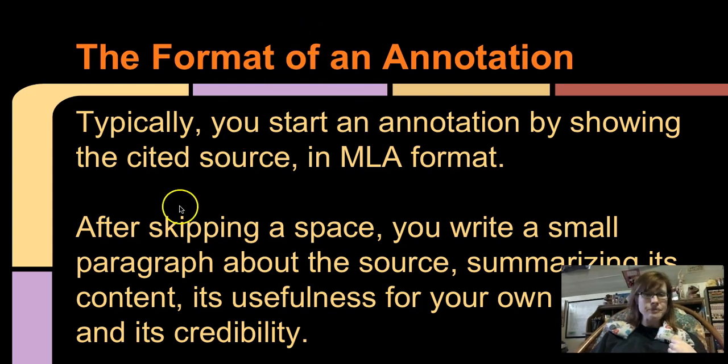Then, after you cite the source in MLA, you'll skip a space and then you'll write a small paragraph about the source. And by small paragraph, I literally mean 3 to 5 sentences. You're going to summarize its content, why it's relevant or a good source, and then how you're going to use it in the paper. So if you wrote a sentence for each, that's just 3 sentences. If, let's say, you summarize and you do 2 sentences for that, and then you do another extra sentence just to help explain some more.